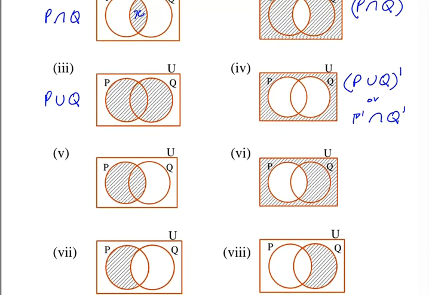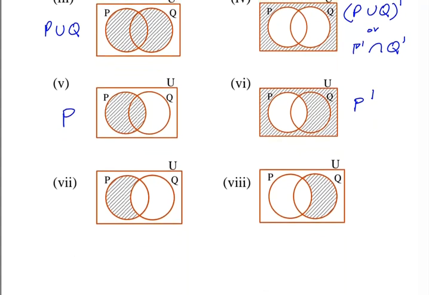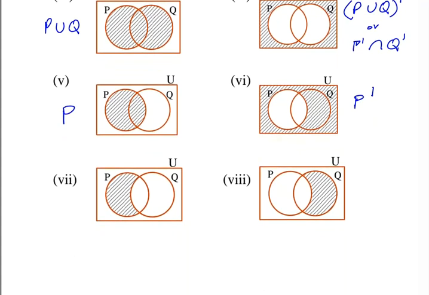All right, in 5, if you shade all of P, all you have simply shaded is P. In 6, the region that is not shaded is P, and the region that is shaded is the region that is not P. The region that is not P is P complement. All right, and the last 2 would bring us to the end of set 3.